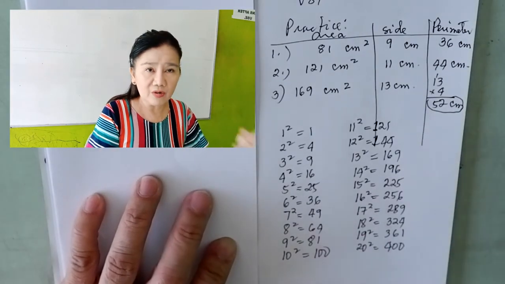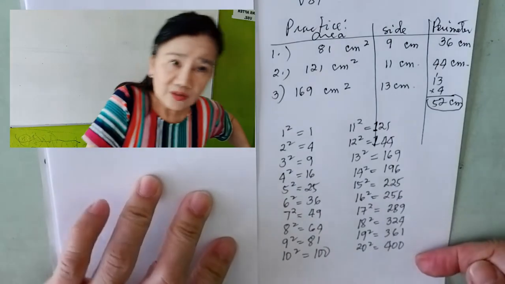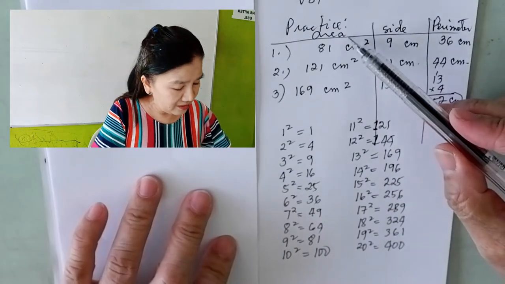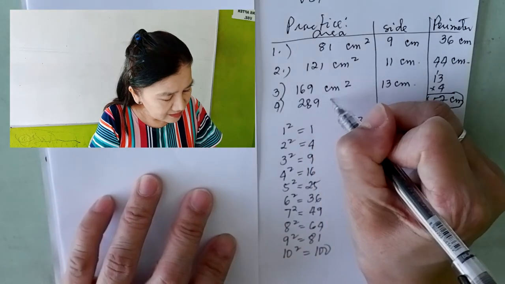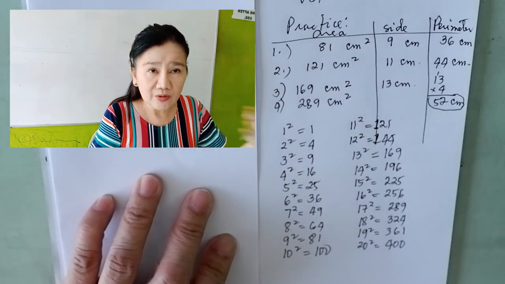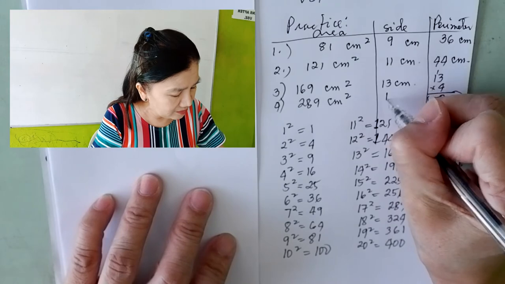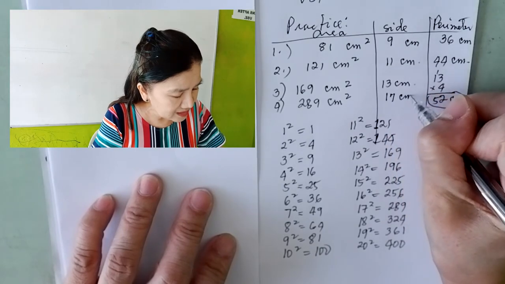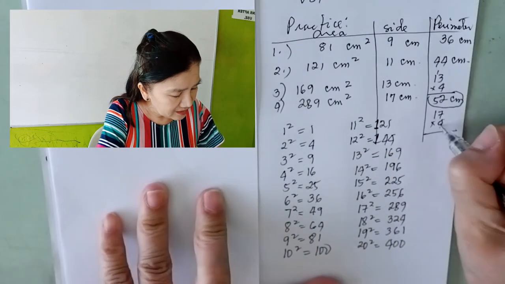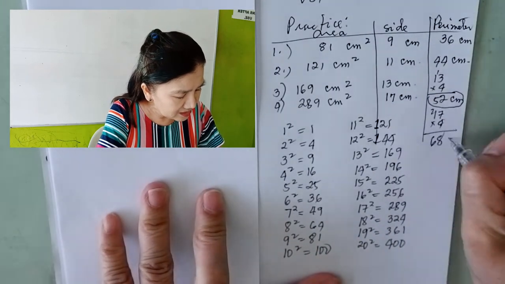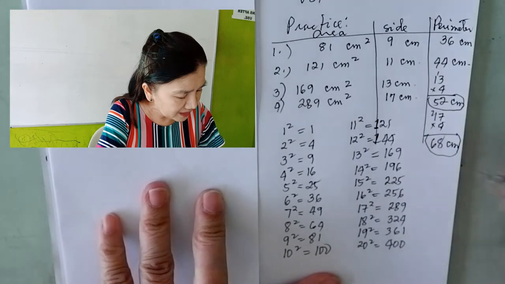I highly recommend that you memorize this so that if they give you an area which is, let us say, 289 cm squared, you know immediately that it is equal to 17 cm for the side, and 17 times 4, this is 28, carry 2, 68 cm for the perimeter.